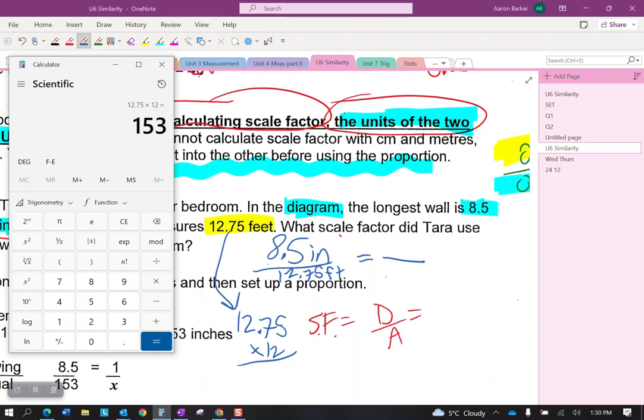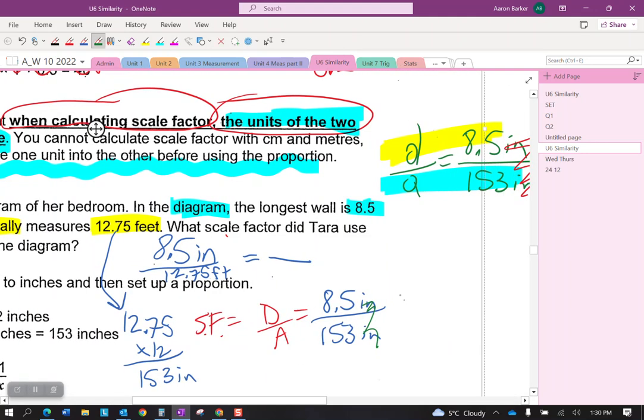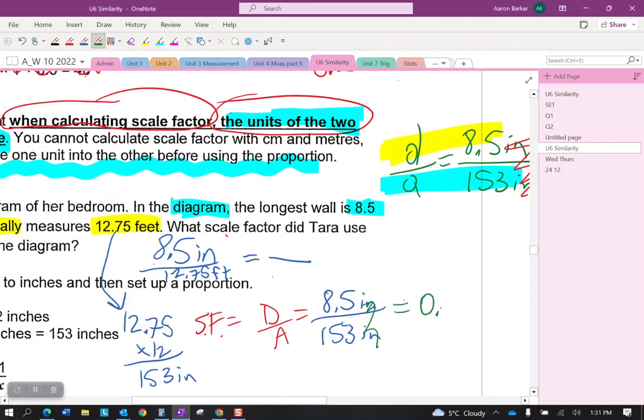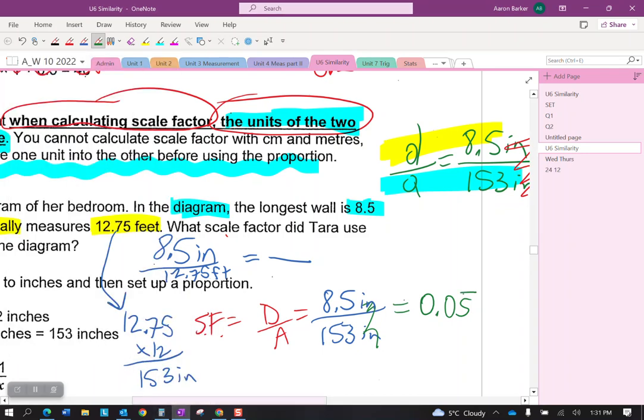So I'm converting my feet into inches. I can get 153 inches. So then I can come up with my scale factor, which is 8.5 inches over 153 inches. My inches cancel, and then I can divide to get the scale factor. 8.5 divided by 153, and you get 0.05, I believe. Yeah. And you can work with that.